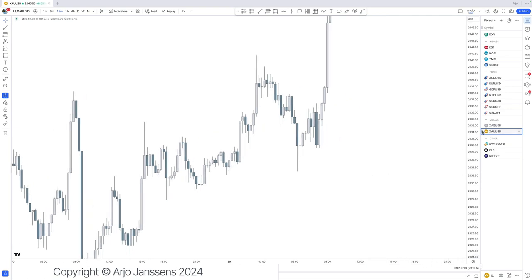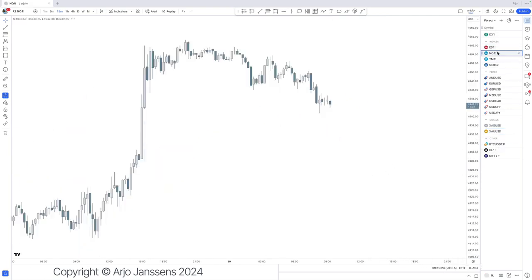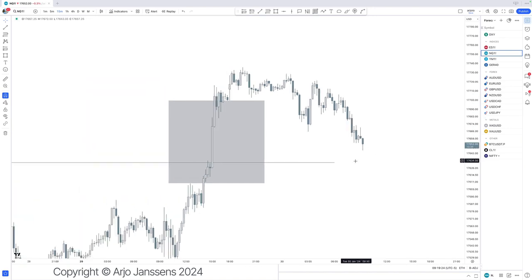All right, let's see. Let's look at some more pairs. Let's see what ES, NASDAQ are doing after. I want to look at NASDAQ as well a little bit right here at equities open, seeing what it wants to do. Could be quite interesting.